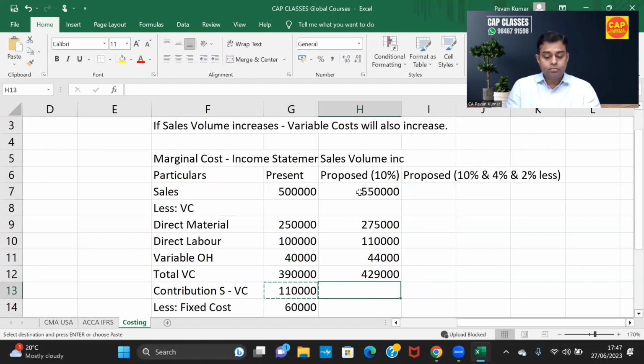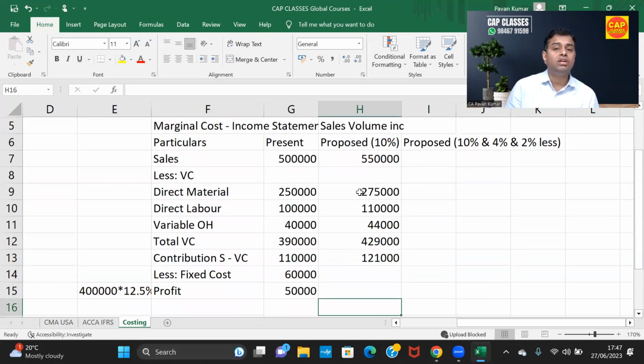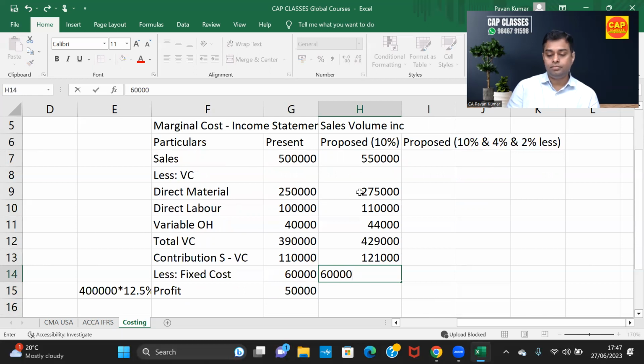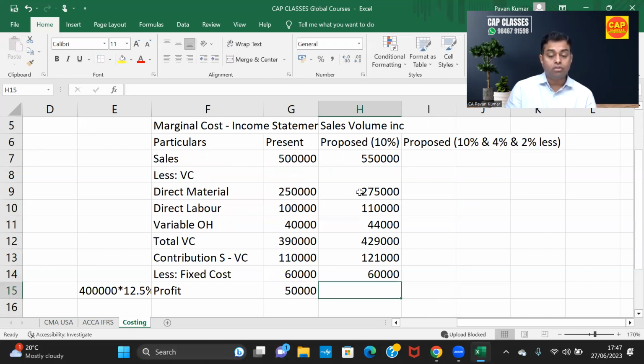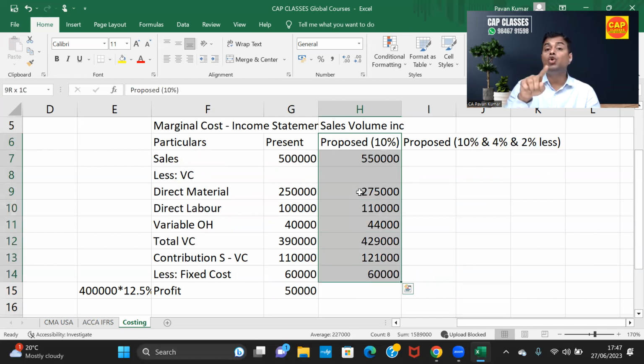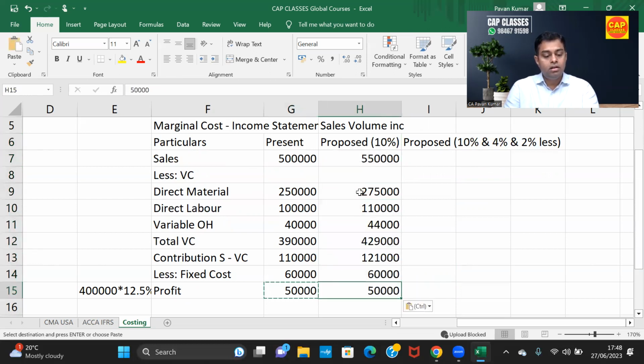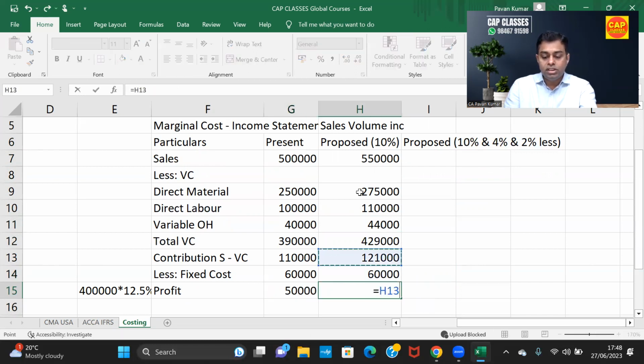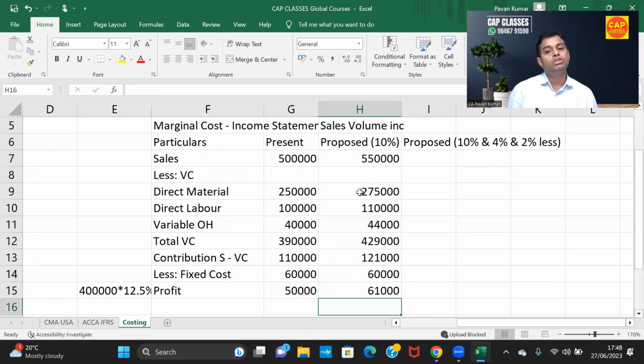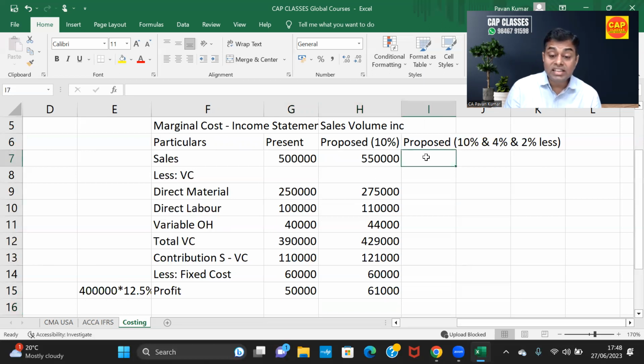Contribution now is 1,21,000. Okay. Fixed cost remains same 60,000. Fixed cost remains same 60,000. In the last column, we will reduce fixed cost also by 2%, because in this column, we are using only 10% increase. We are not considering 2% decrease in cost. Cost reduction we are doing in last column. So here profit would be, no, this minus this, 61,000. Okay. Now let us see here.